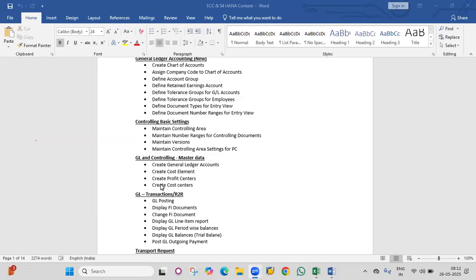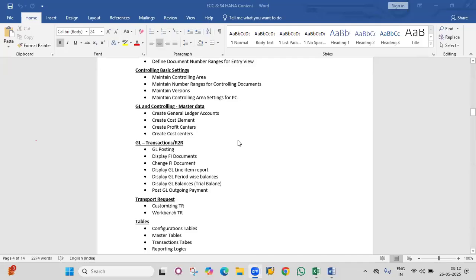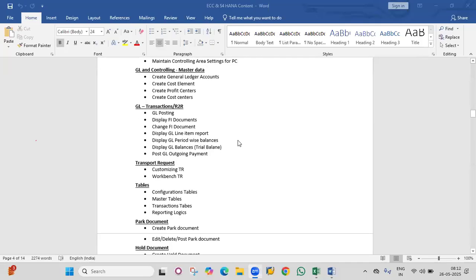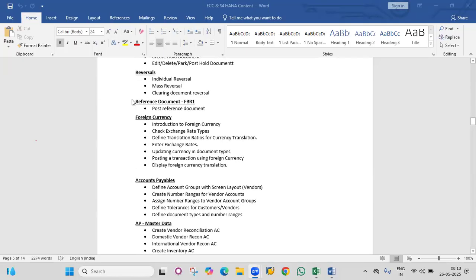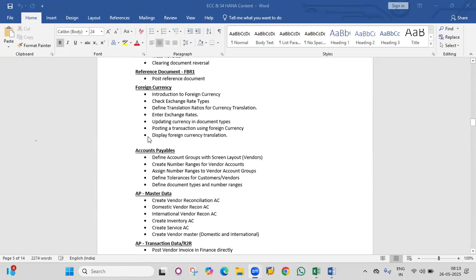After completion of total finance, we will see the depth of controlling once again. Apart from normal controlling, we are going to see in detail the other functionalities in controlling. And we'll start with master data, transaction data, reports, transport requests, tables. We'll see about park document, hold document, reversals, reference document, foreign currencies.